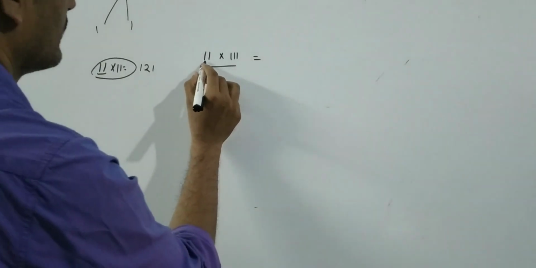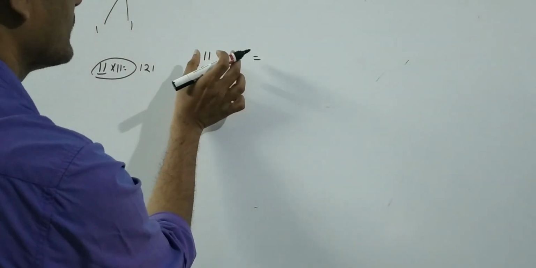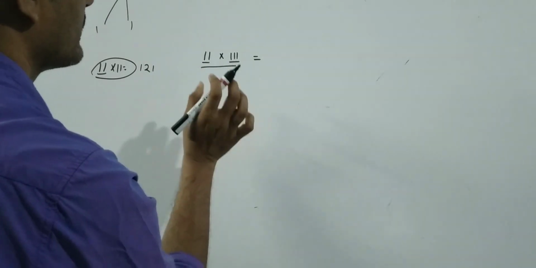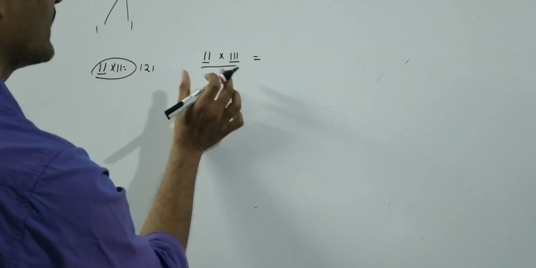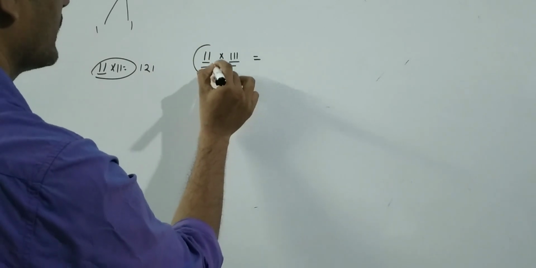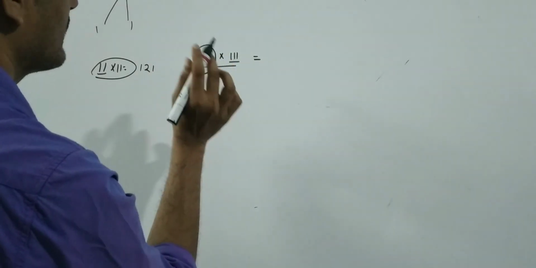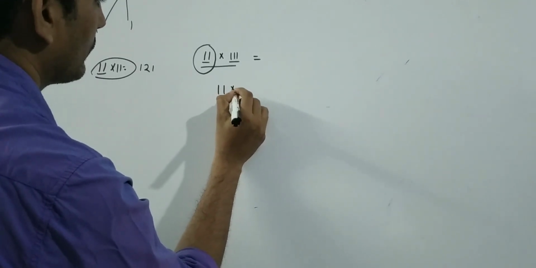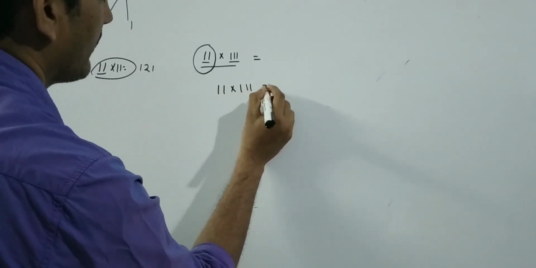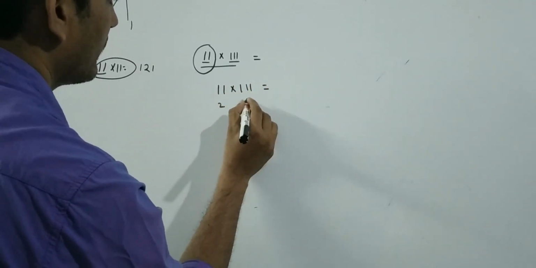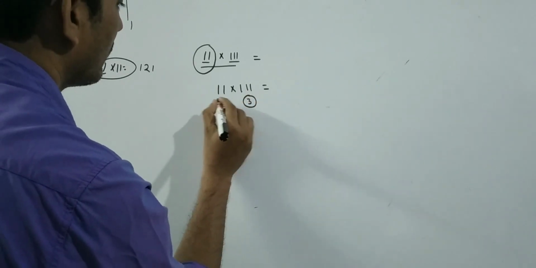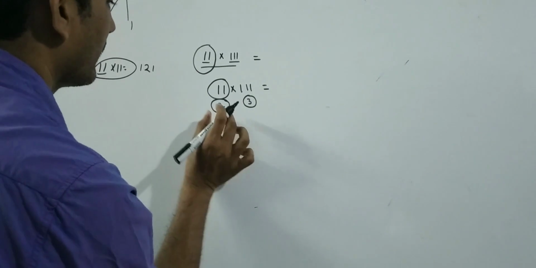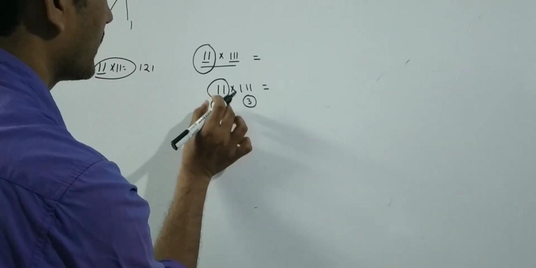See friends, here different digits are there. Here the number of digits is 2, here the number of digits is 3. If the problem is like this, we have to take the number with the fewer digits. See friends, 11 into 111. Here 2 digits are there, here 3 digits are there. We have to take this number only, the one with fewer digits.